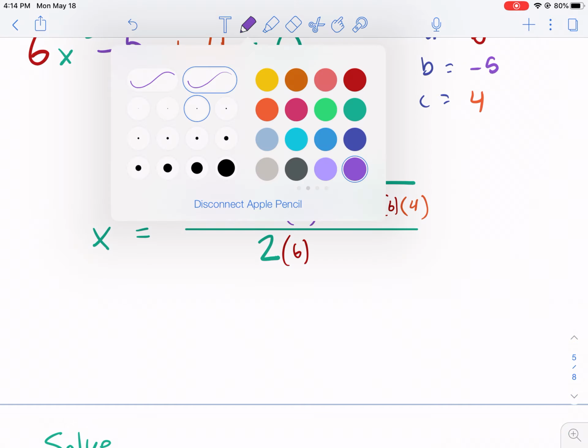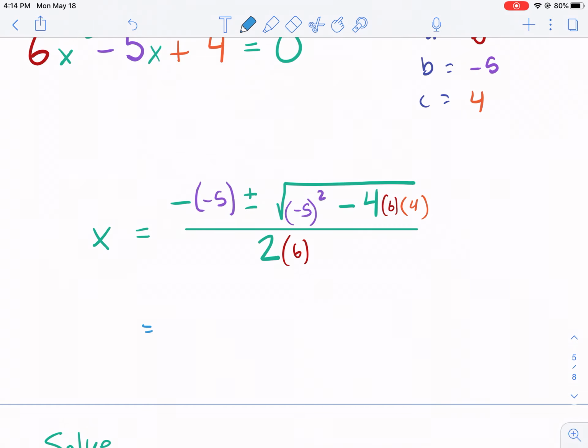Now we're just going to go ahead and simplify from here. So we have equals negative 5, minus negative 5 becomes positive 5, plus or minus the square root of 25 minus 4 times 6 times 4. Well, that's the same thing as 16 times 4, which is 64. Oh, no, I'm sorry.